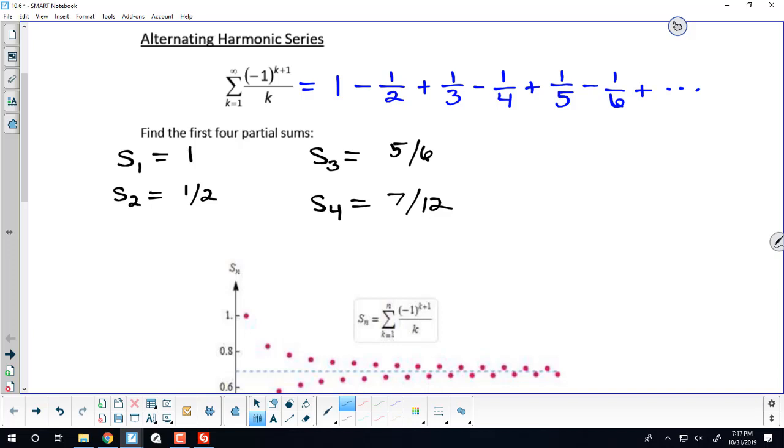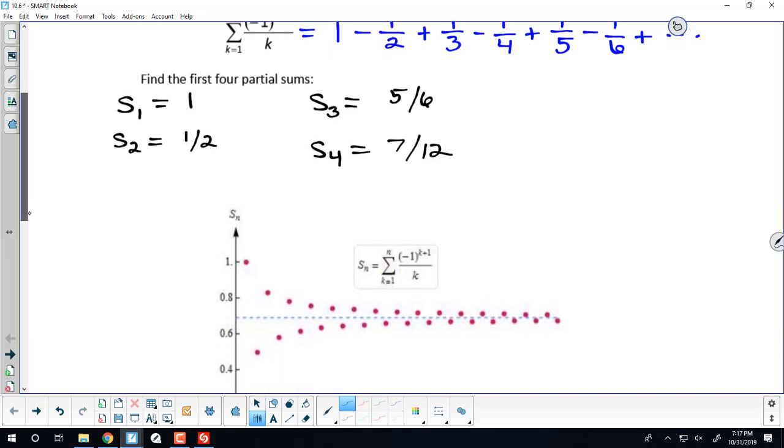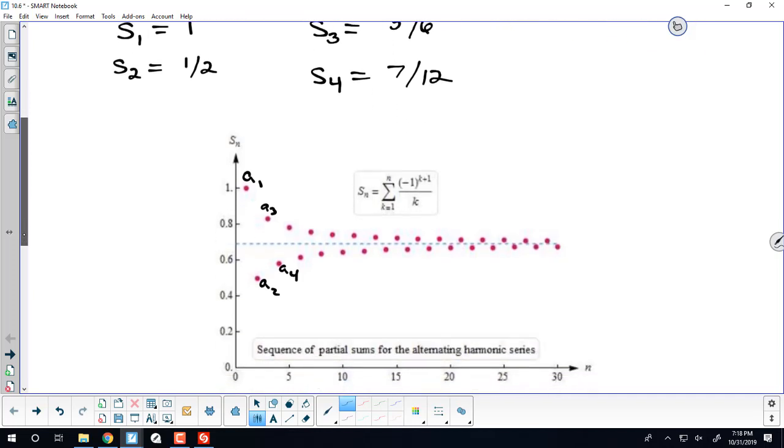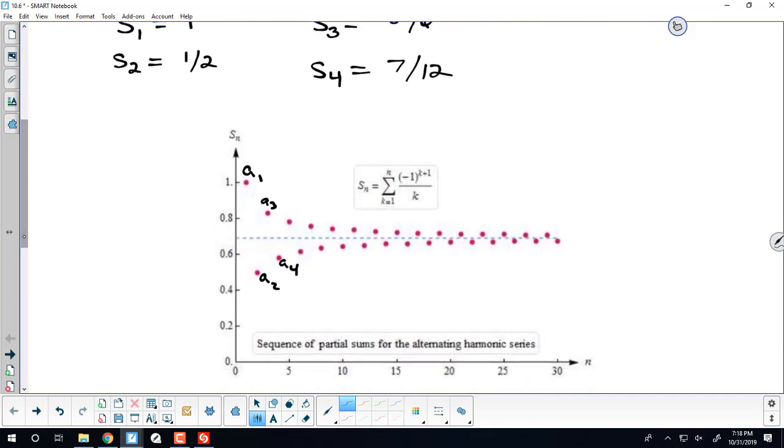We'll test this in a minute with the actual alternating series test. We're just using the terms and the sequence of partial sums to come up with this figure here. So here's the first term, a sub 1. Here's the second term, a sub 2, and so forth. There's 3, there's 4. And really, part of the proof for the test itself is based on this idea.